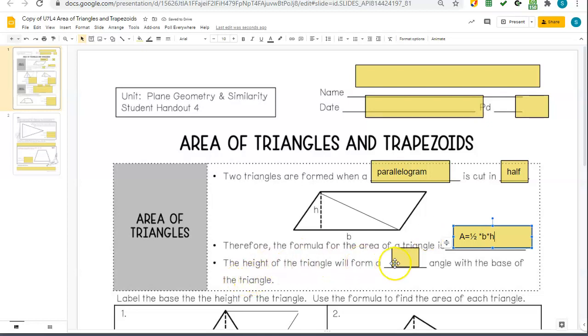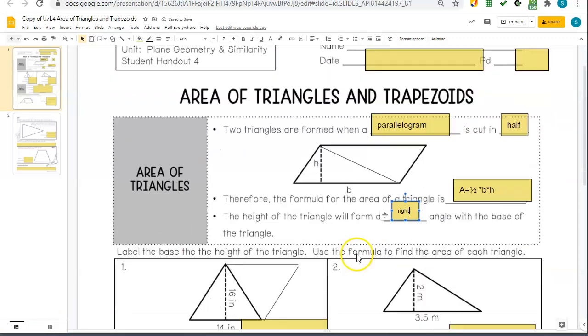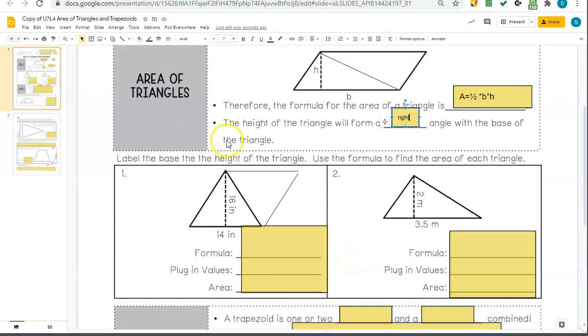Now remember, the height had to be in what relationship? What is the relationship that the height had to be compared to the base? It will form a right angle with the base of the triangle. Okay, now let's go ahead and take a look at this.